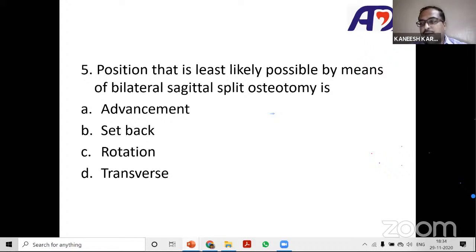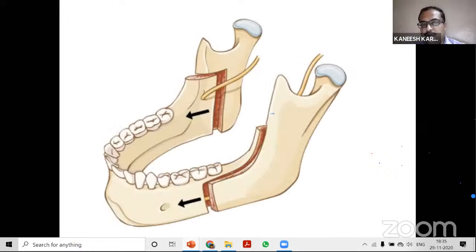Bilateral sagittal split osteotomy is an orthognathic surgery. Yes, correct. You cannot adjust it transversely. You can advance, you can set back, you can rotate the mandible, but you cannot move the mandible in a transverse direction in a BSSO. So this is a BSSO. You split the mandibular ramus in half and you can advance or set back or rotate, but you cannot move the mandible transversely in BSSO.